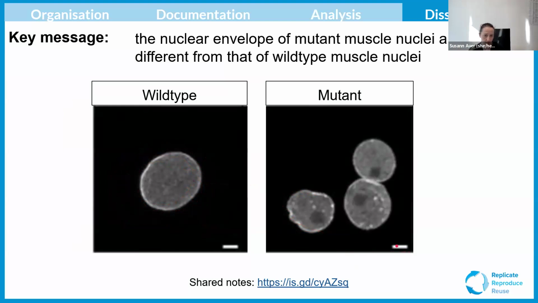It's not labeled because in this case we want to show the difference between both of these, but ideally that scale bar needs to be labeled as well, of course. And the key message here would be, okay, only the envelope of that nucleus is different. So this is what we show next to each other.